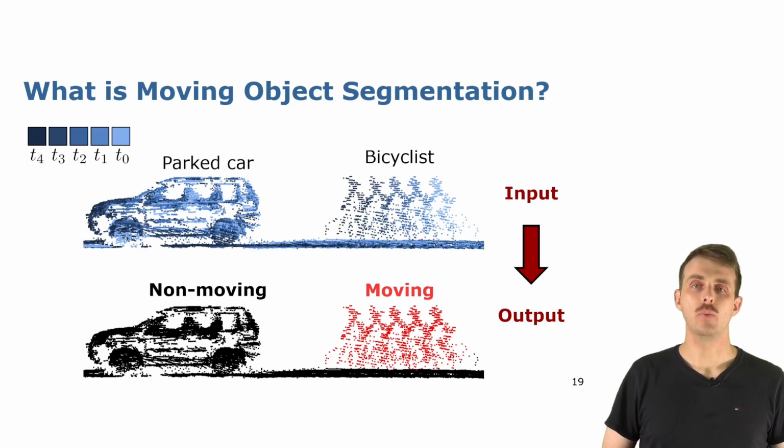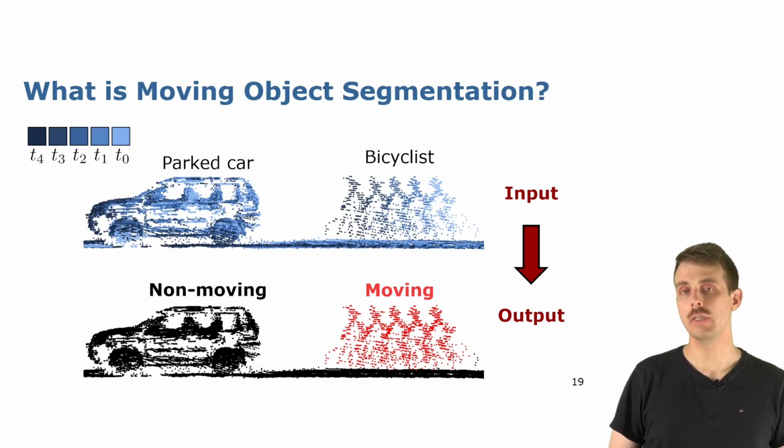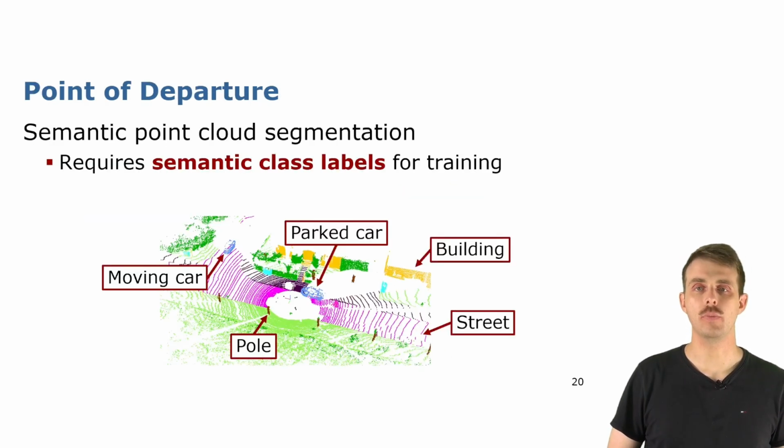So in this case, we colorize the moving objects in red, so the bicyclist, and the remaining points, so the ground and the parked car, as non-moving, and they are colored in black. So this is the goal or the desired output of the method. Let us first take a step back and have a look at how other approaches did this in the past.